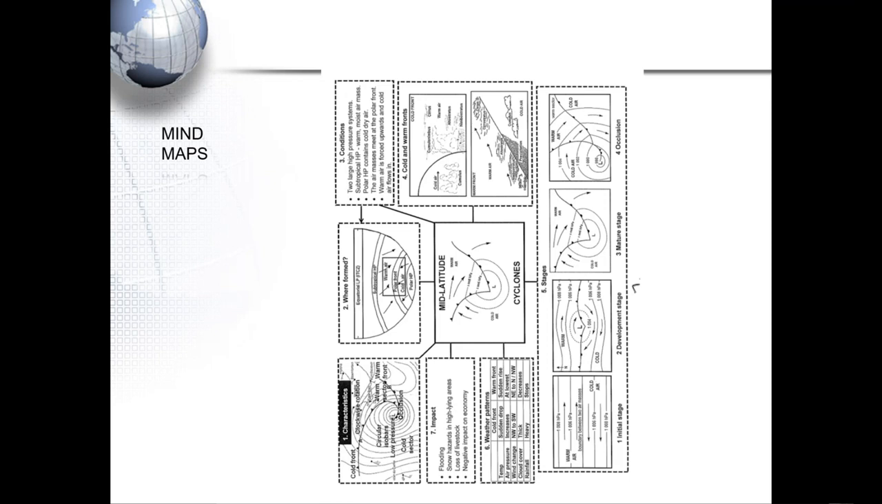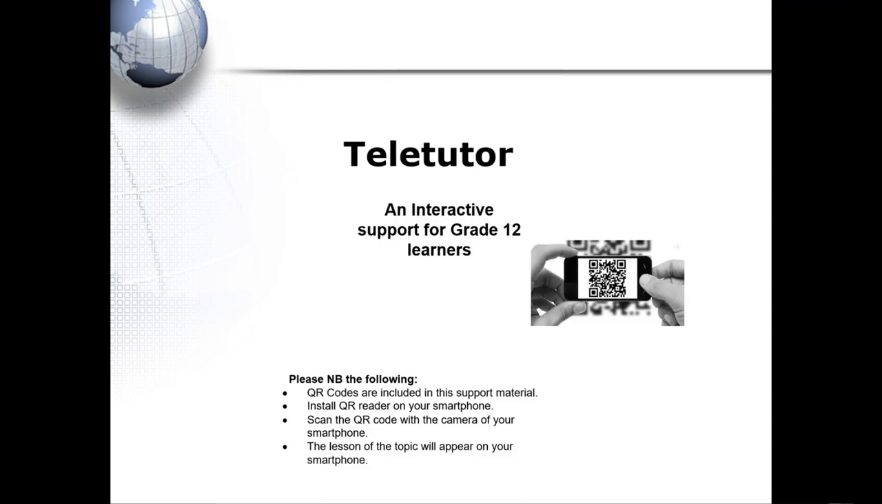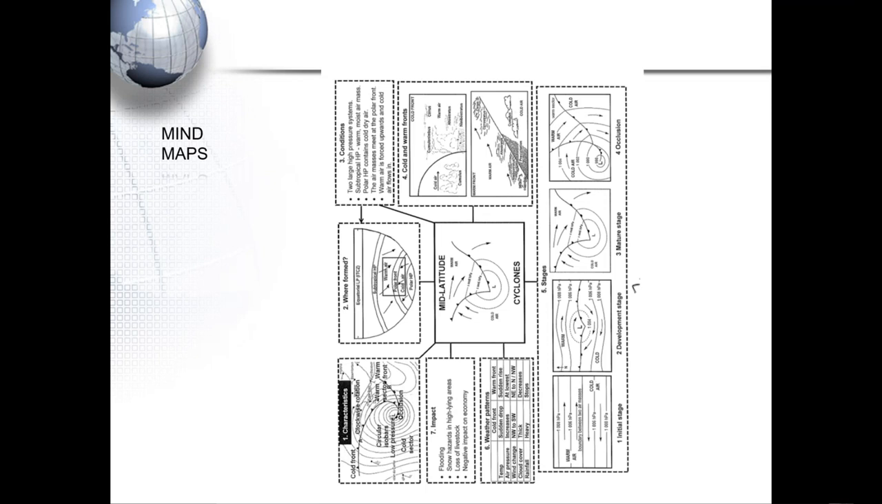Right, so let's have a look at your tele-tutor quickly. Now, I think most of you are very savvy with your cell phone, a lot more than I am. So when you use your tele-tutor, you will see there is a barcode at the bottom. So if you turn your page around, we're going to start with climate. And if you can see it over there, at the top, you will see there is a barcode.